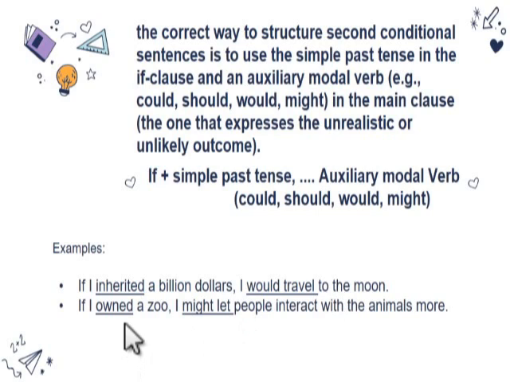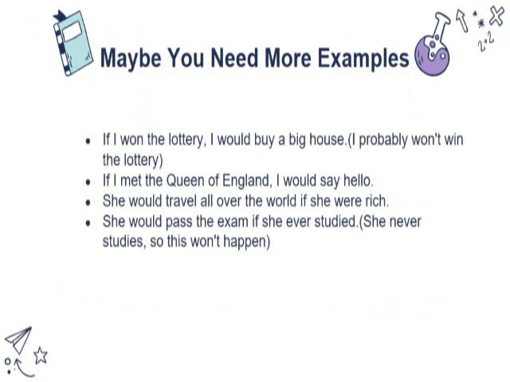Okay, if I owned a zoo, I might let people interact with the animals more. You don't have that zoo. Okay, you don't have that zoo. It is only maybe your dream that has not come true, like that. This is for the second conditional sentence, and here are more examples for you to have your understanding.